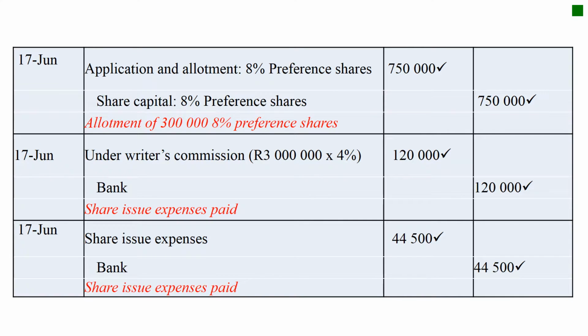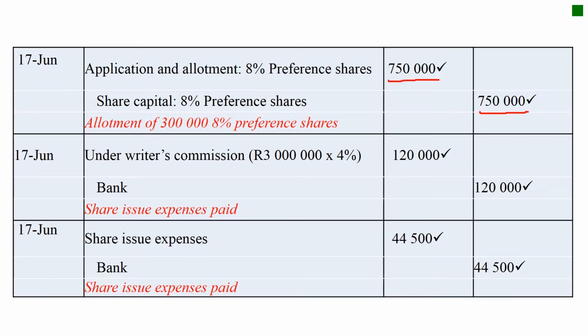Again, we look at the 8% preference shares. We received 750,000. So we debit that application and allotment account with 750,000 to clear the account and credit the share capital, that is for the 8% preference shares, with the same amount. We have now transferred the application monies from the application and allotment account to the share capital account.